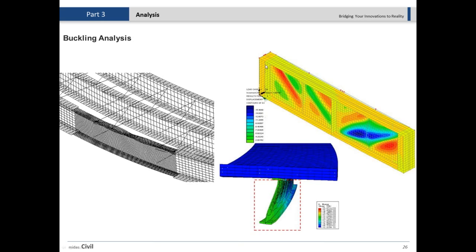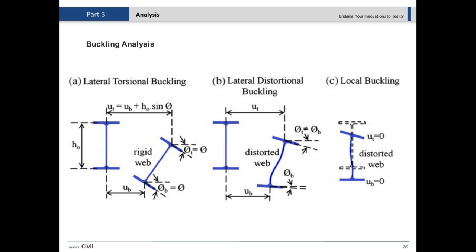And if you model, for example in the top model, the bridge with beam elements, you will not be able to see these effects or buckling of the webs. You can still see only the global buckling, based on the Euler equation.